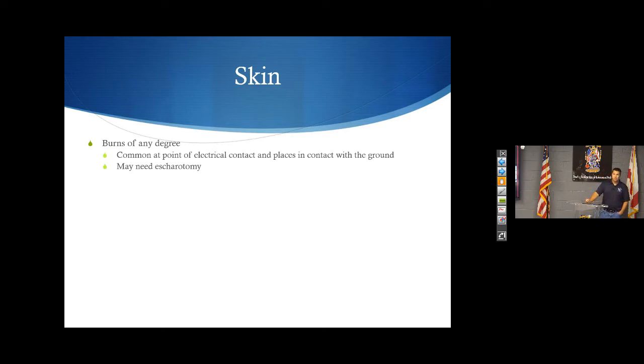Burns of any degree, right? Common point of electrical contact and places in contact with the ground. They really should go to a trauma center. They may end up needing an escharotomy. Again, we keep talking about how external injury does not correlate with internal injury.